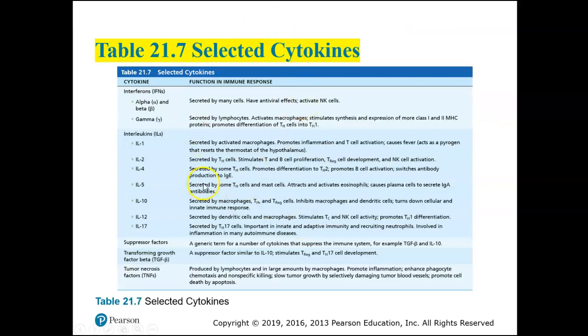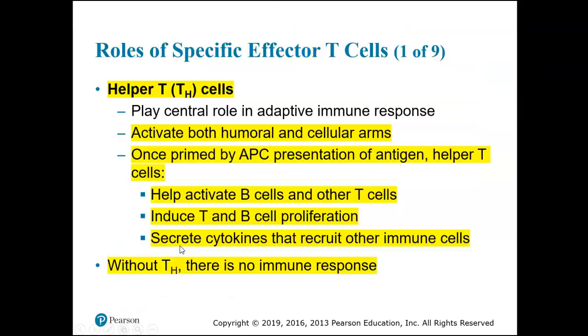These are some different ones listed and what they do. They enhance the immune response, enhance inflammation. Helper T cells activate both branches of the adaptive immune response, the humoral and the cellular immunity. So they activate other T cells as well as B cells. Okay? Without helper T cells, the immune system doesn't work.